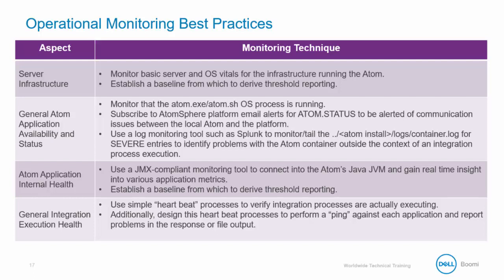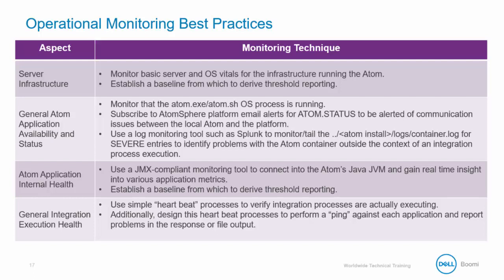When considering atom availability, you want to monitor the general status. This can be done by subscribing to the email alerts with atom.status as the type, and by reviewing the container.log file with a tool like Splunk to identify problems. To measure the internal health of the atom, you can use JMX compliant monitoring tools to connect to the JVM. And we will take a closer look at this in some following slides.